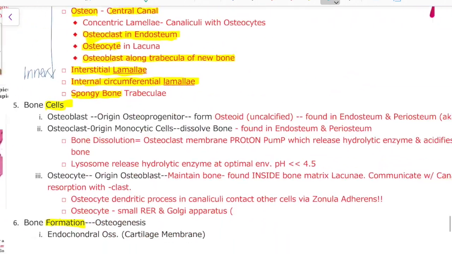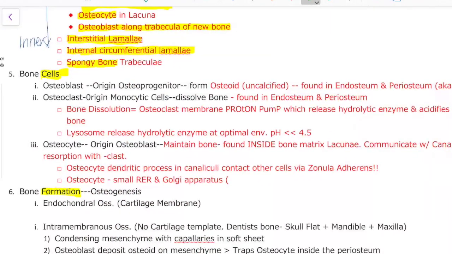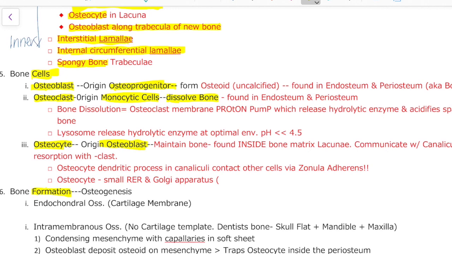Let's keep going. So what are the cells of bone? We have osteoblasts, which come from osteoprogenitor cells. And then we have osteocytes that come from osteoblasts. And the only difficult one in my thinking is that osteoclasts come from monocytic cells because they dissolve bone. Once again, we have different types of monocytic cells.